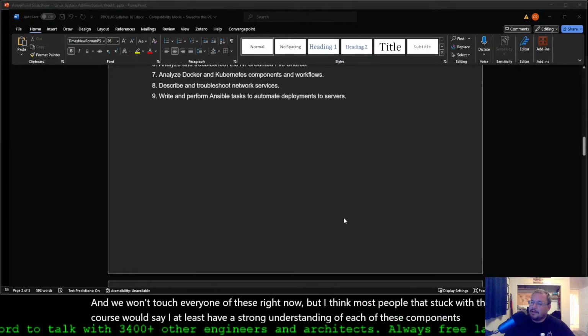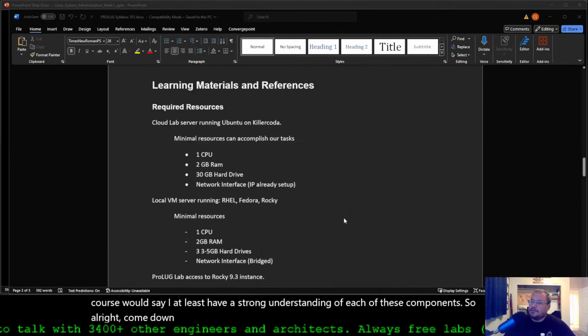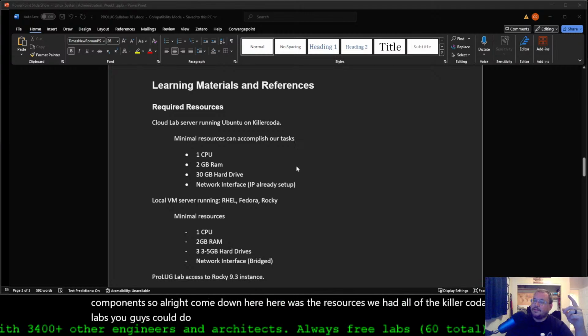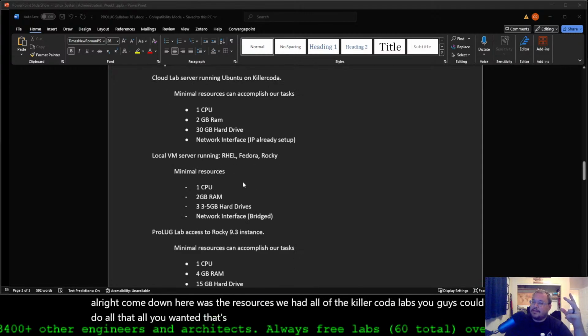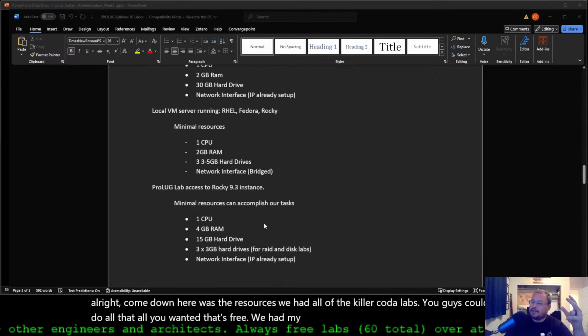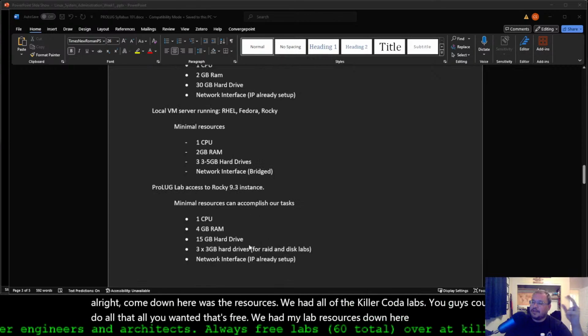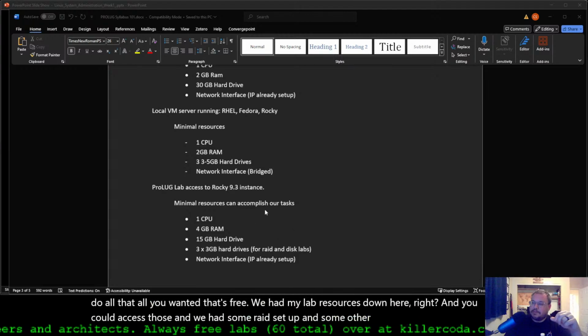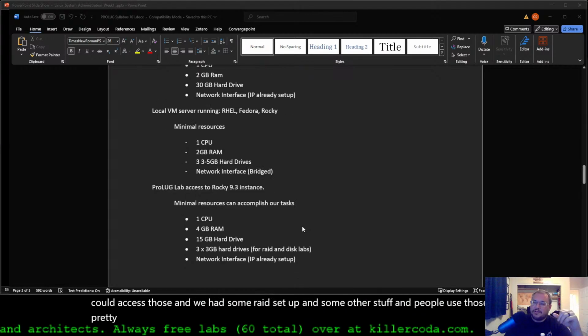So, all right. Come down here. Here were the resources. We had all of the KodeKloud labs. You guys could do all that you wanted. That's free. We had my lab resources down here, right? And you could access those, and we had some RAID set up and some other stuff, and people used those pretty heavily. I don't have usage numbers.